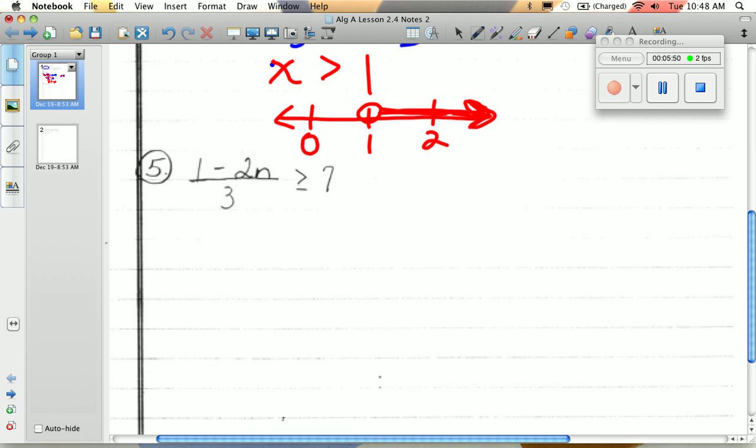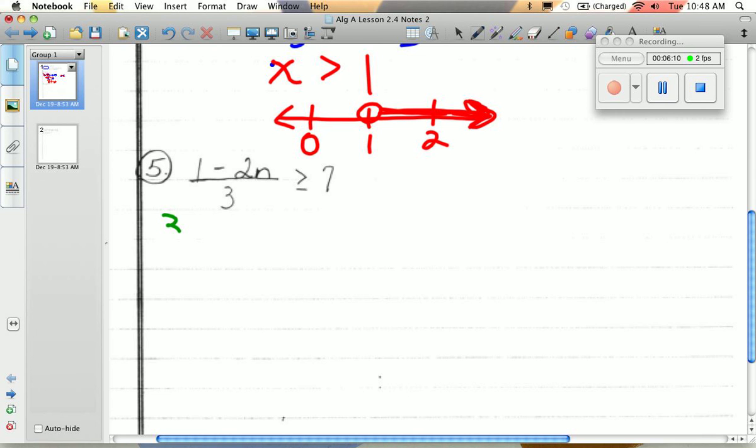We have 1 minus 2n, that whole thing is being divided by 3, and it's greater than or equal to 7. What do you suppose we're going to do first? Multiply by 3. So we're going to take both sides times 3 to get that 3 out of the denominator.